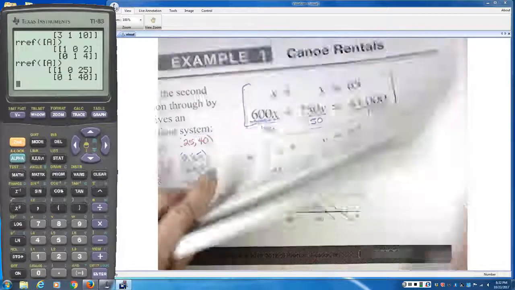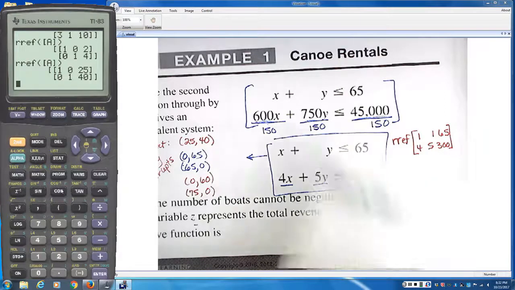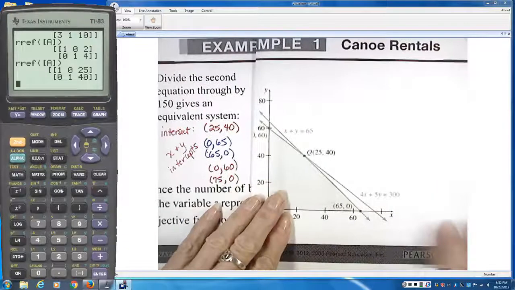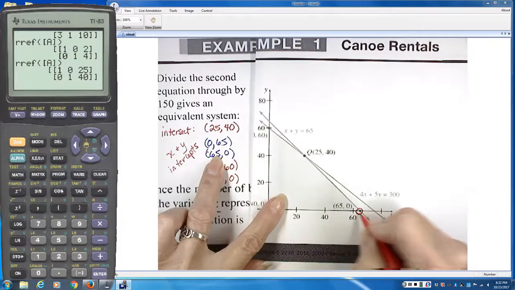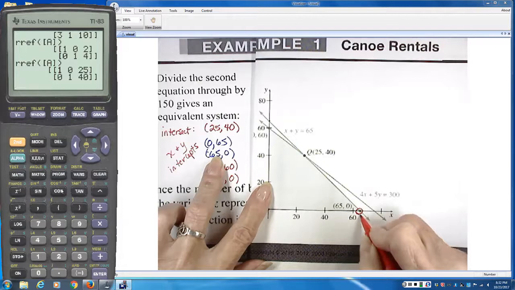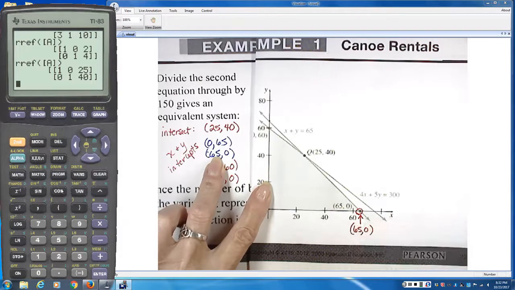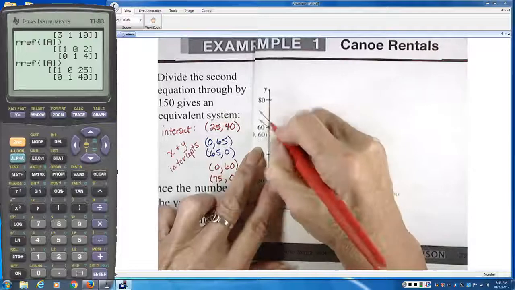So now that I've got that information, we can kind of look at this all at one time. Here's the graph that we come up with. The (65, 0) and the (0, 65) tells us that this is one of the corner points. And then (0, 60) is one of the corner points.